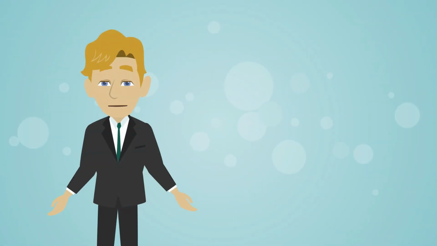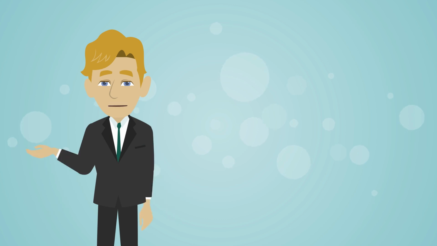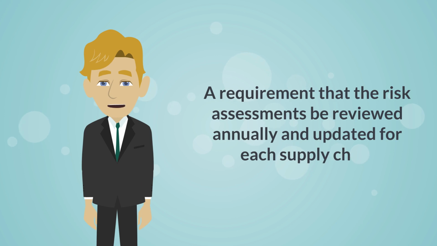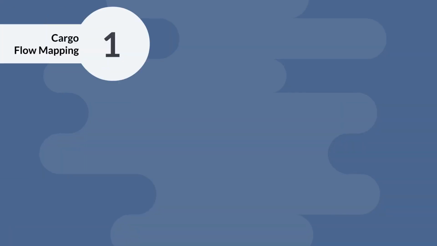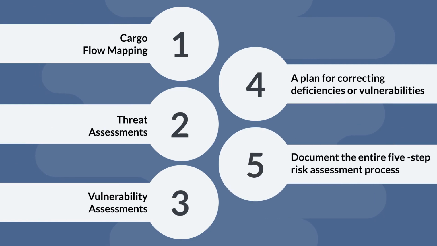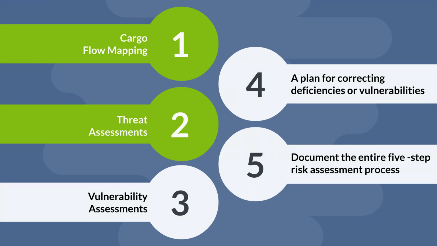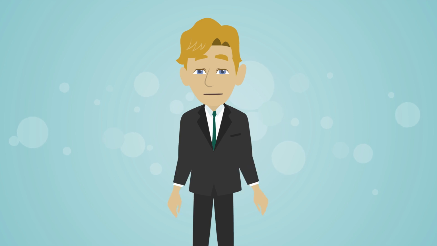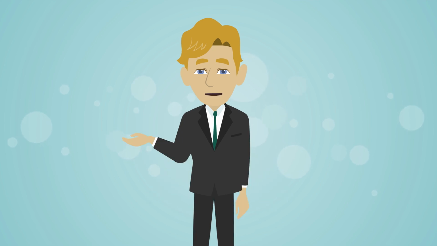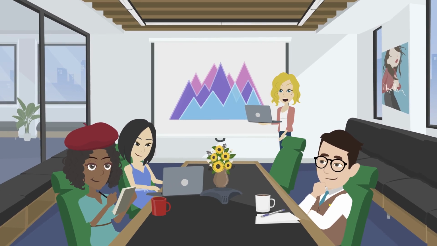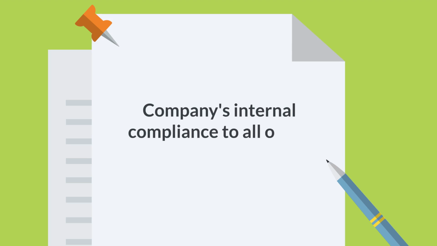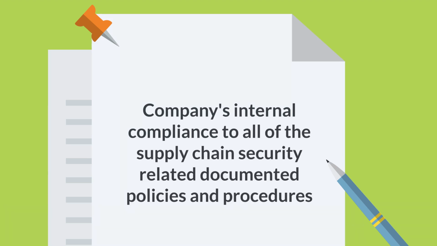The documented risk assessment procedure should also include a requirement that the risk assessments be reviewed annually and updated for each supply chain. All 5 steps of the risk assessment process should be reviewed annually and include review of the cargo flow mapping, threat assessments, and vulnerability assessments. The documented risk assessment procedure should also include a requirement for conducting an internal audit annually to measure your company's internal compliance to all of the supply chain security related documented policies and procedures.